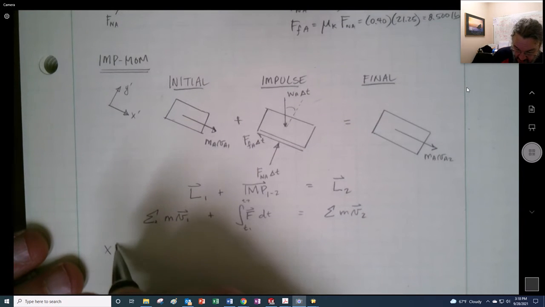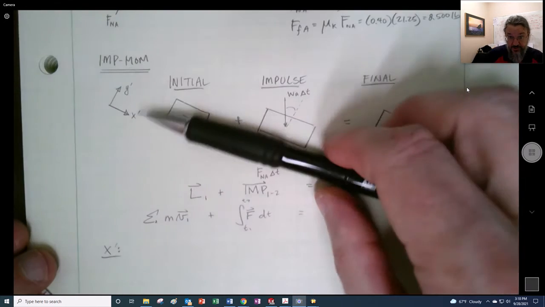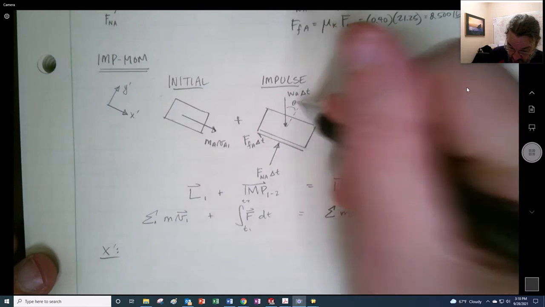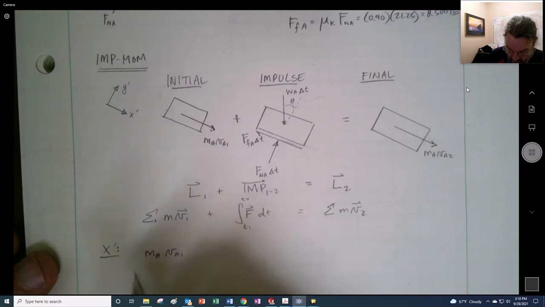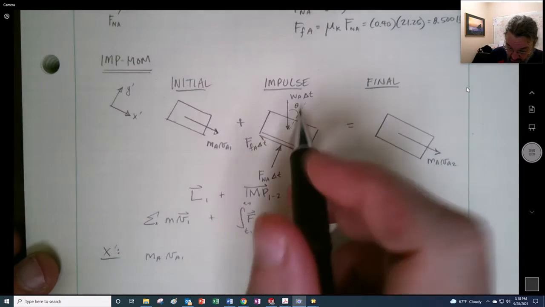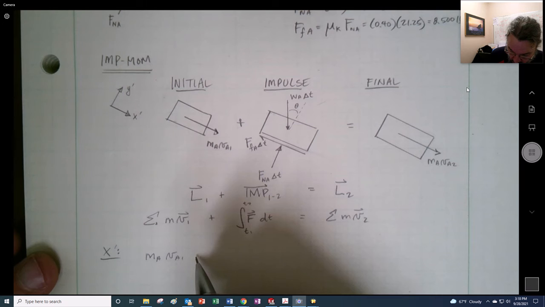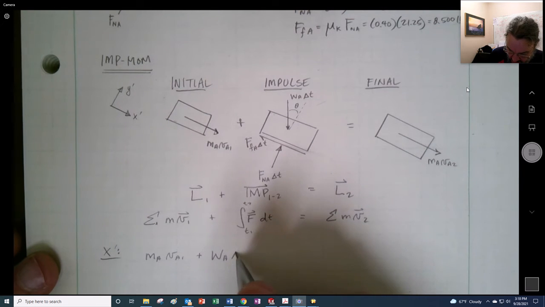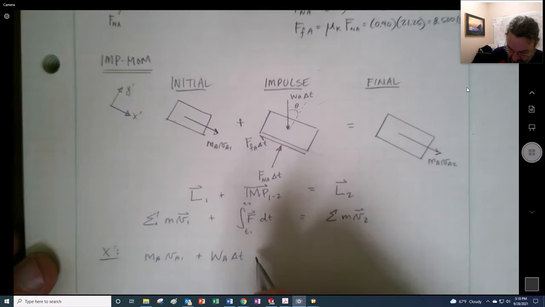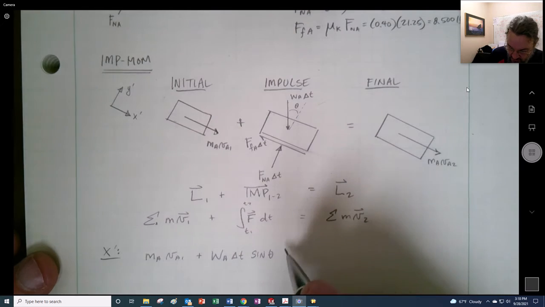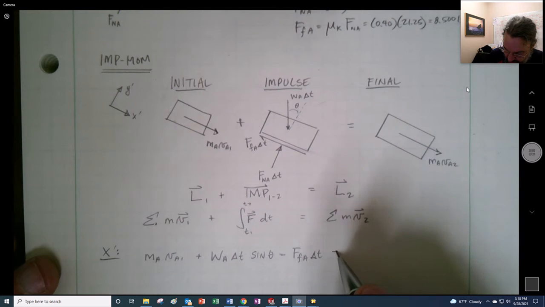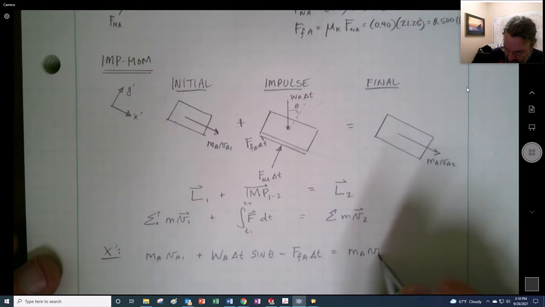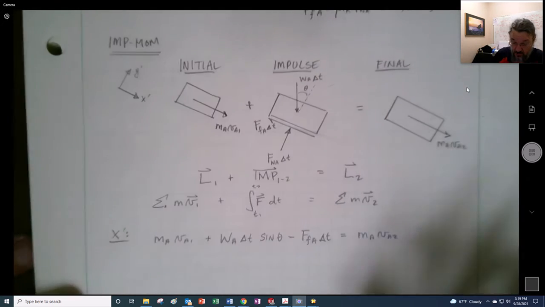So now here is the x prime direction that we're going to write this all for, because it makes sense to align it in this direction. In that direction, we have the mass A times velocity A1. It's positive because that's what we decided positive was going to be. The weight is coming in that direction, so it's positive, times delta t, but for that impulse we're only going to take the sine of theta. Then we're going to have a negative here because it's going in the opposite direction. We're going to have this times t, and then it's going to equal the mass of A times velocity of A2, which is what we want to try to get. That's our first goal as part of this.